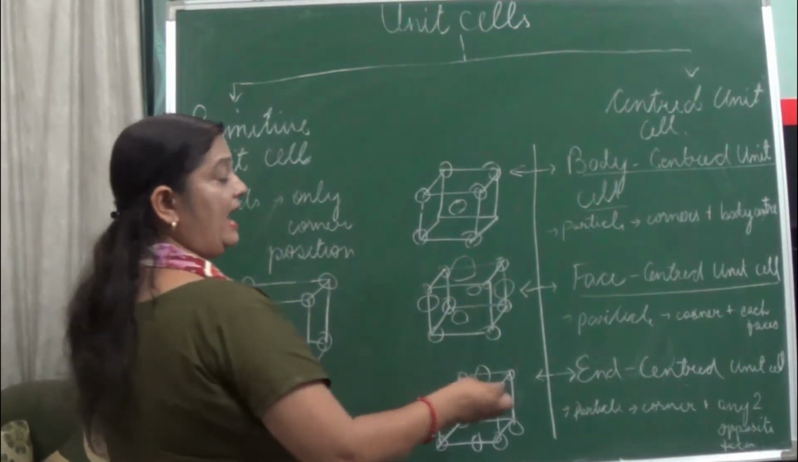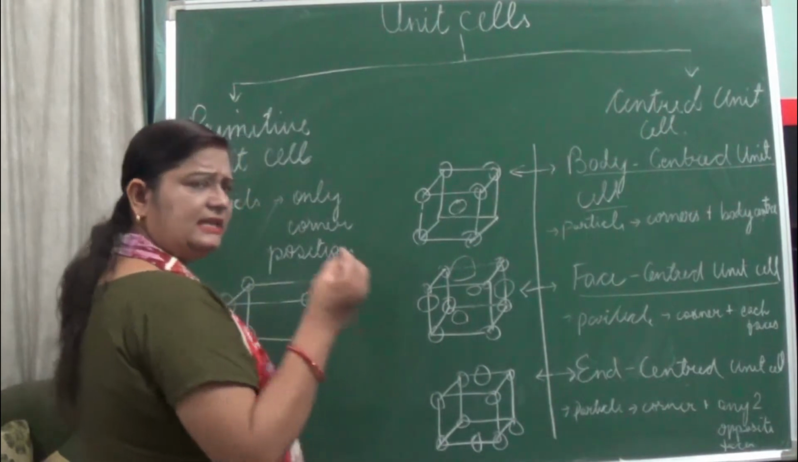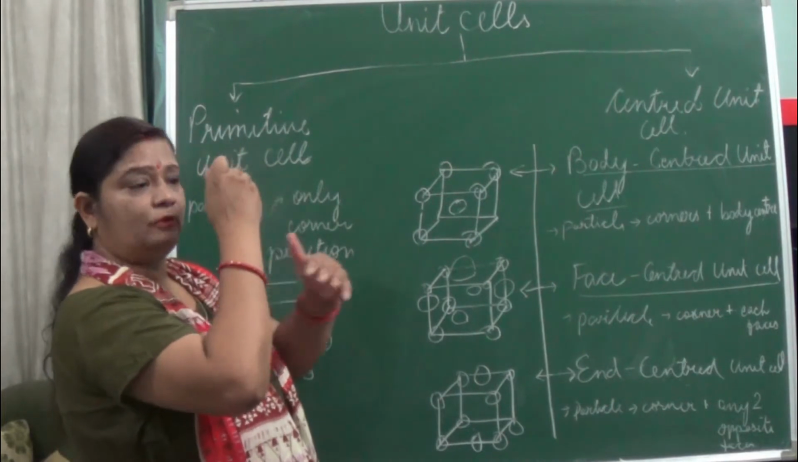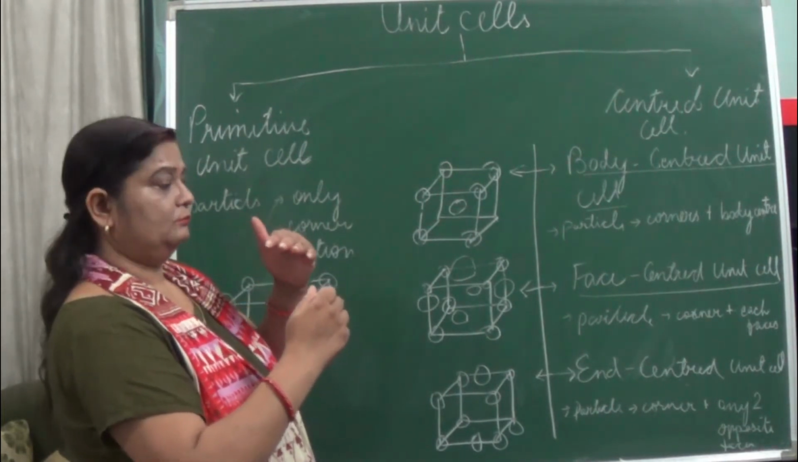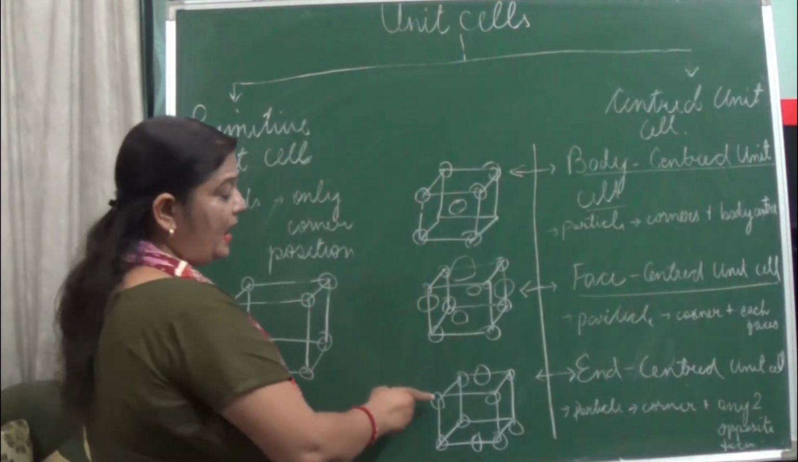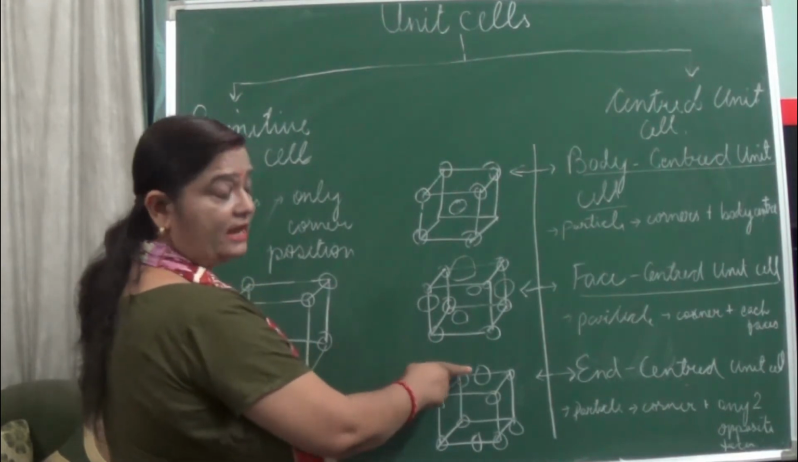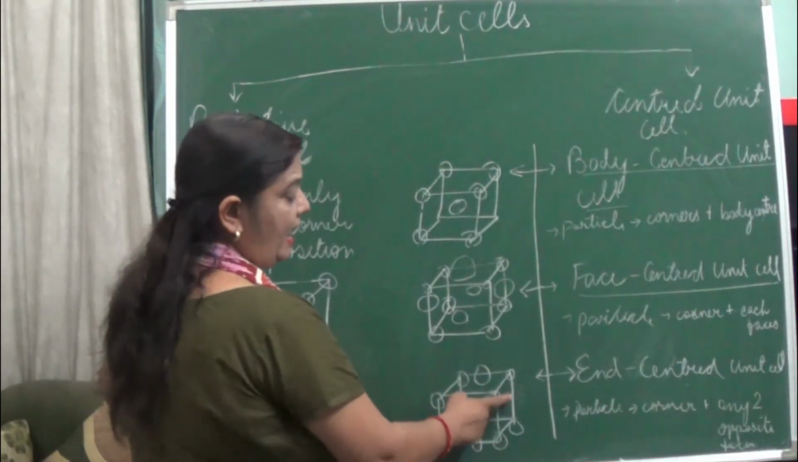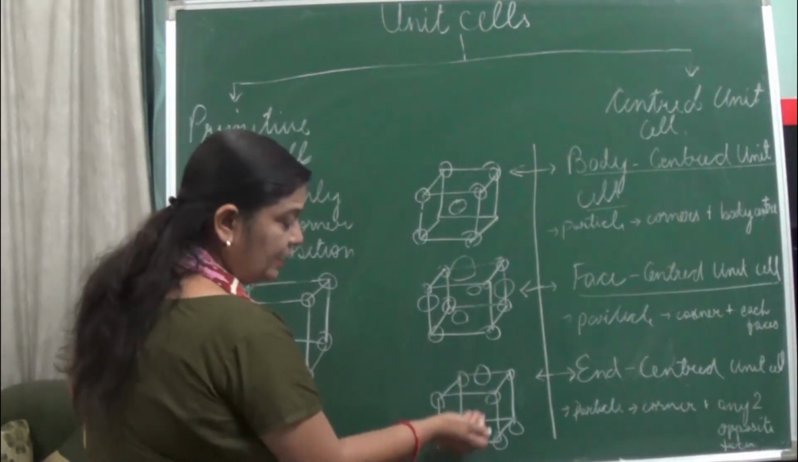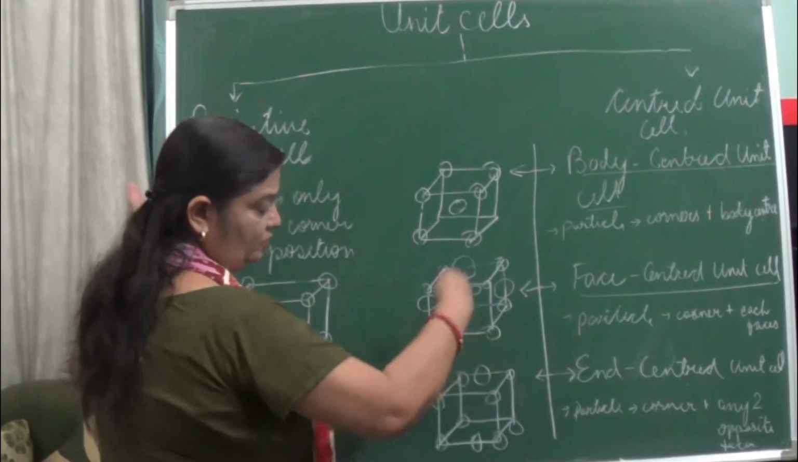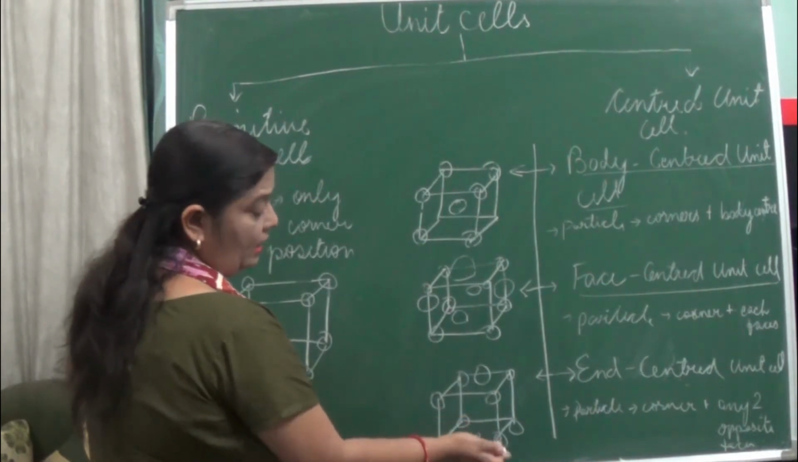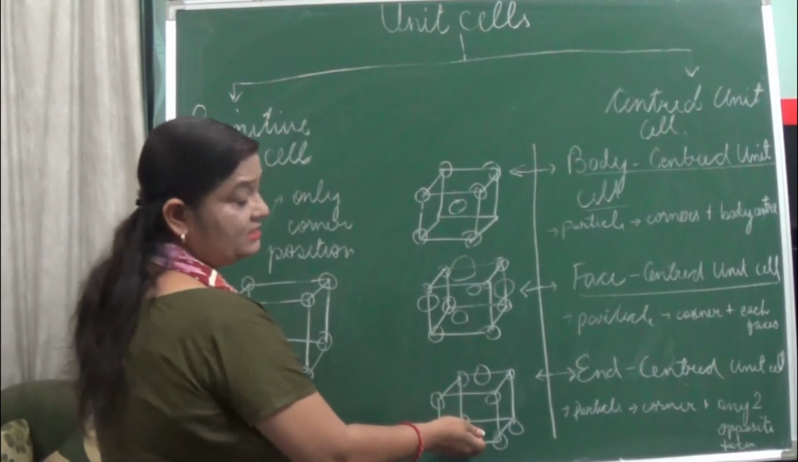Now, coming to the end-centered unit cell. As the name suggests, "end" means what? Either above or below, isn't it? Of one side or the other. So in the end-centered unit cell, particles like atoms, molecules and ions are present at the corners, as well as at any 2 opposite faces. It can be here, it can be here also, if it is like this. It means it is present end to end. Actually here another lattice will join, it will be sharing this atom.